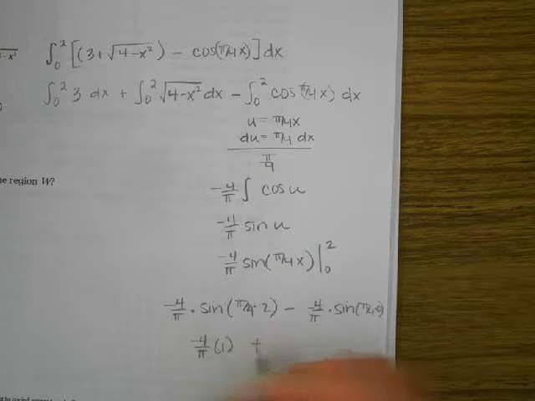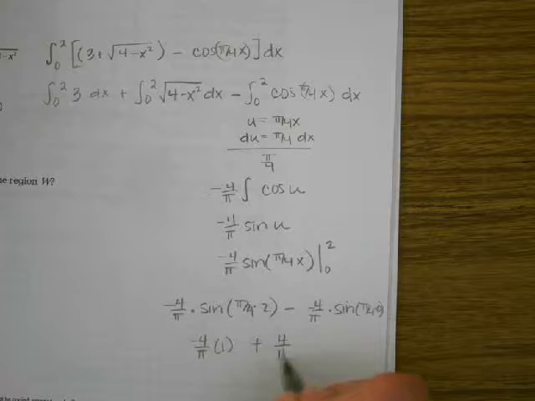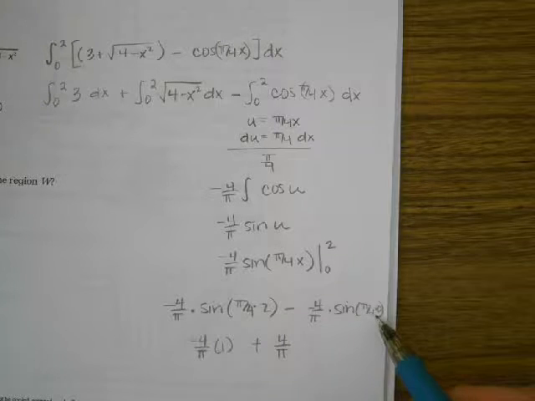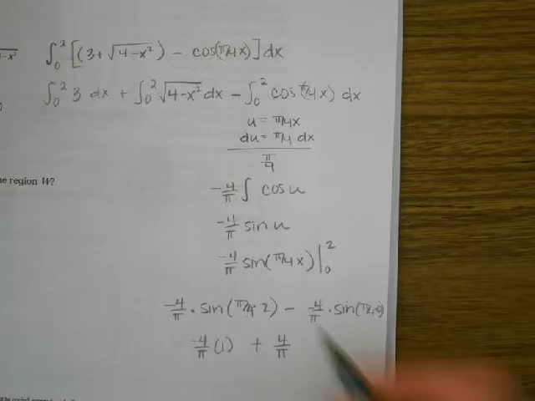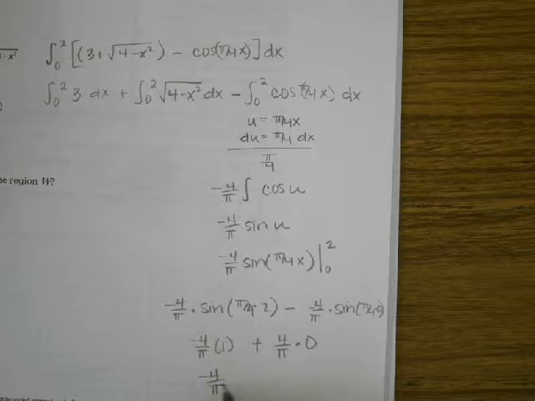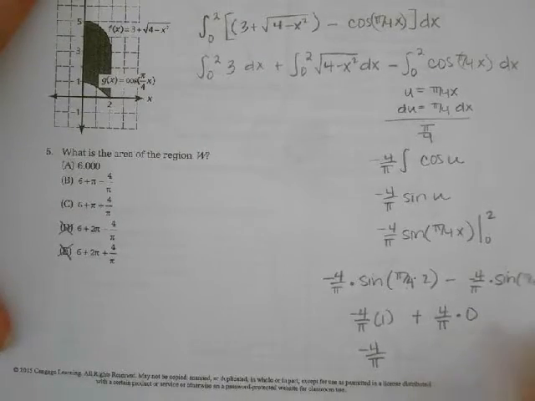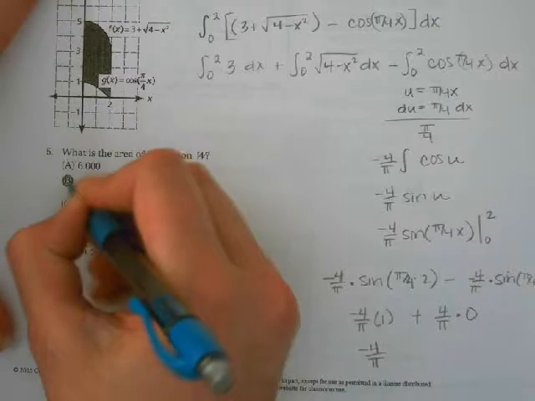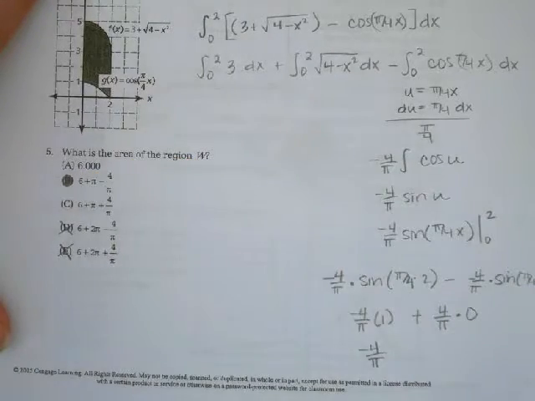Minus minus makes a plus. 4 over pi times sine at 0, because 0 times pi has to be 0. Sine at 0 is 0. So I was like, okay, that's negative 4 over pi. And from that, I decided to go with answer B. And answer B is correct.